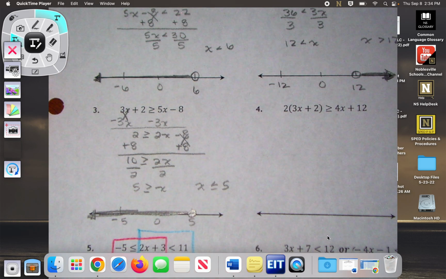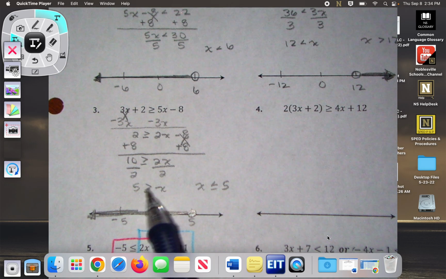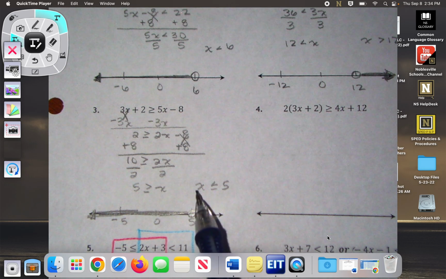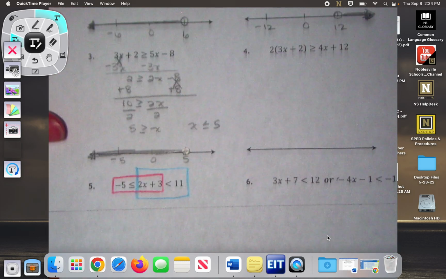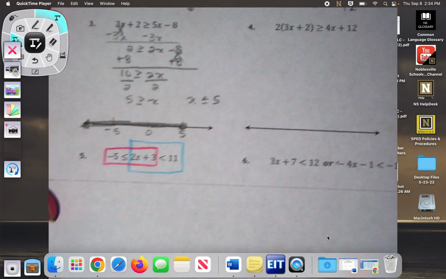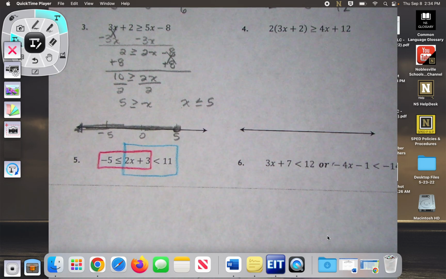Oh, I did the graph. Yeah, so remember, you can only point it in this direction if the variable's on the left. Right, so that's why I rewrite it with the variable on the left. Yes, sir? It's a closed dot, right? It is. I know it's kind of hard to see with the glare. There you go. Is that better? Okay.